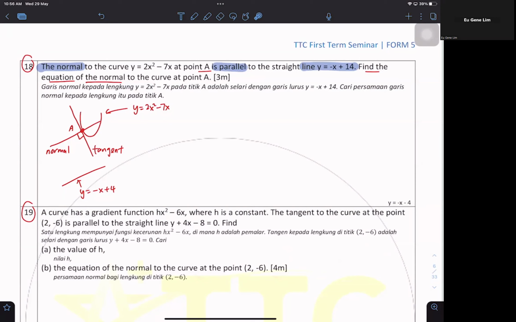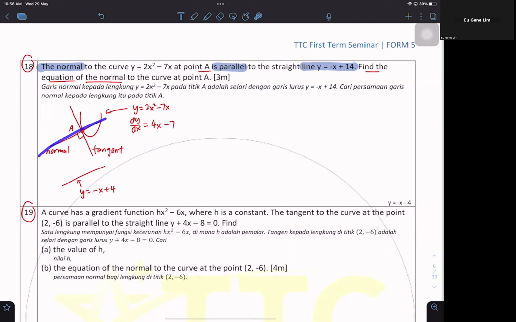So how should we start this one? First, of course you can do dy dx first, since you know tangent and normal is a dy dx topic. Then you differentiate. Power times in front, 2 times 2, 4. 2 minus 1 is 1, minus 7. Differentiation, no problem. Then what else can you do? You can find the gradient.